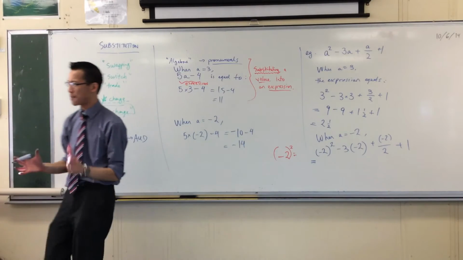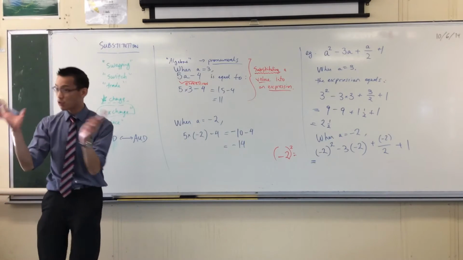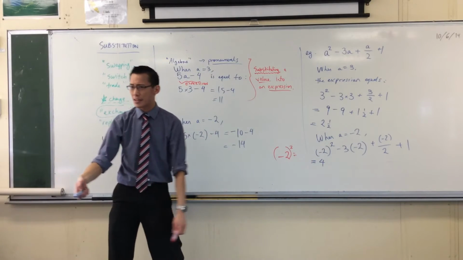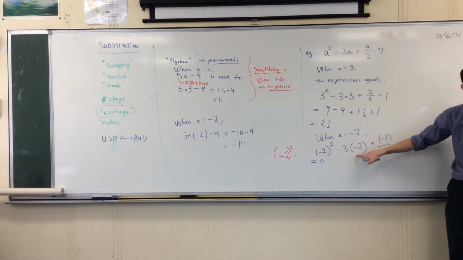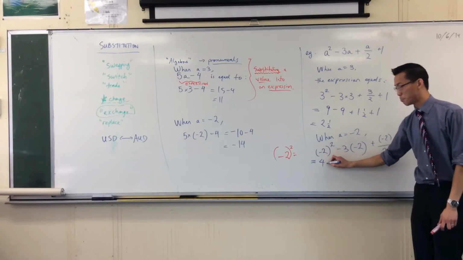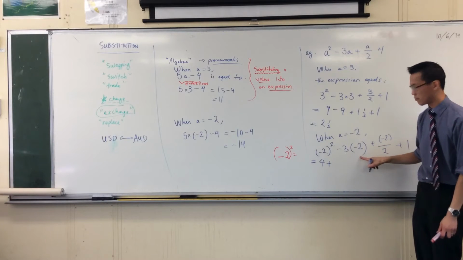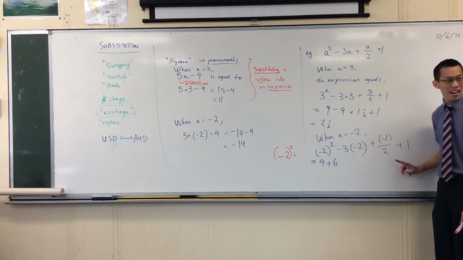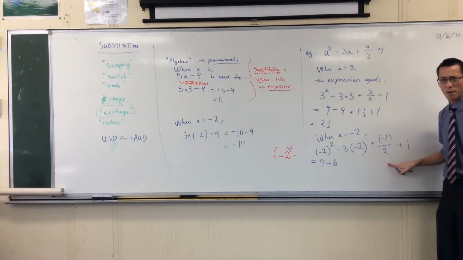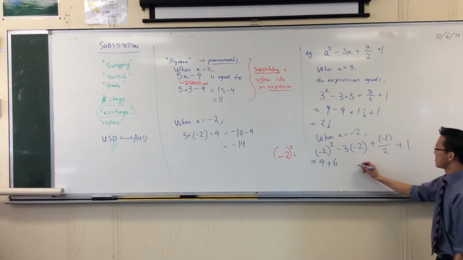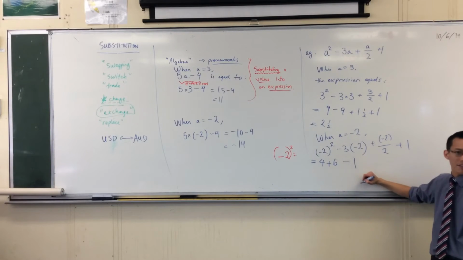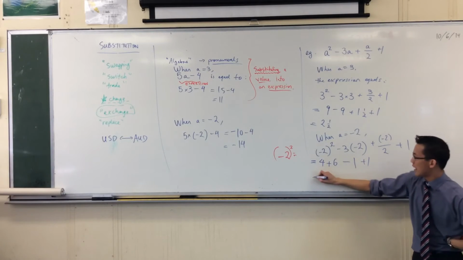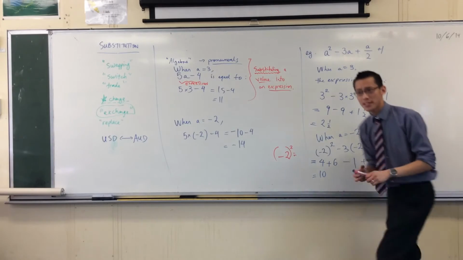Negative 2 times negative 2, what happens to the negatives? They cancel. 2 negatives make a positive. So you get 4. I've got 2 negatives again, don't I? I've got a negative here and a negative here, so I should get plus 3 times 2, which is 6. Alright, what happens over here? Negative 2 divided by 2. Negative divided by a positive. That's going to be a negative. Negative 1, in fact. Plus 1 on the end. These two guys cancel. I just get 10. Does that make sense?